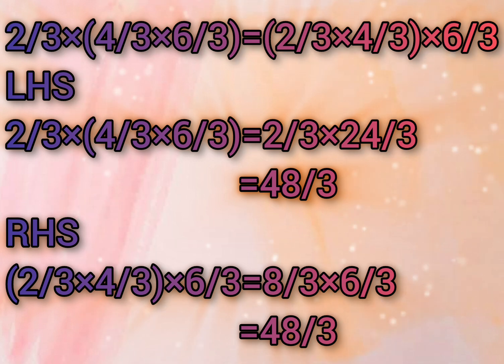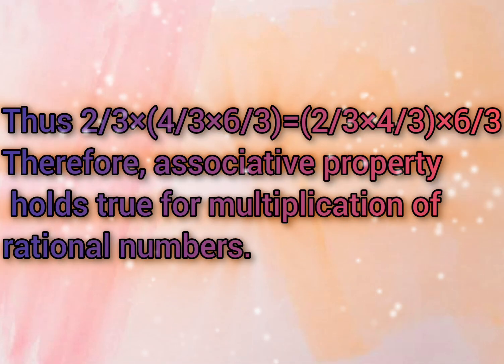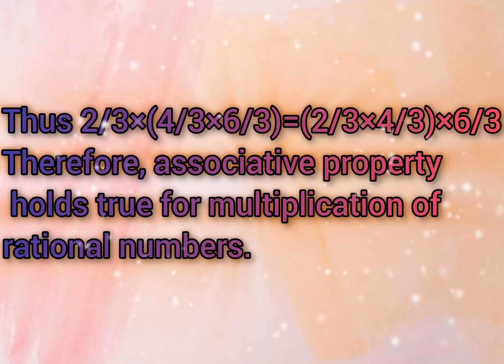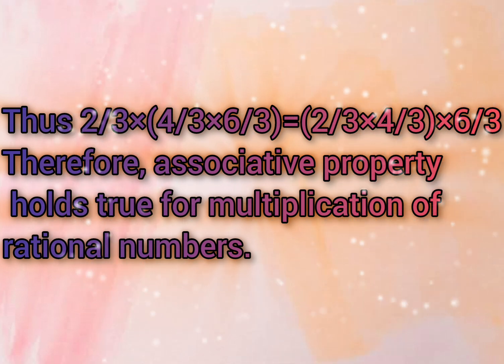Now we will calculate the right hand side: (2/3 × 4/3) × 6/3 is equal to 8/3 × 6/3, which is equal to 48/3. Thus 2/3 × (4/3 × 6/3) is equal to (2/3 × 4/3) × 6/3.